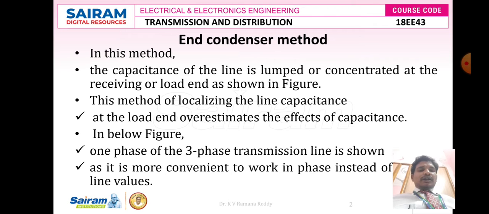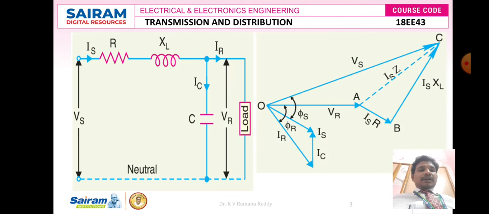In the below figure, I am going to show one of the phases of a three-phase transmission system. In a three-phase transmission system, there are three phases which are electrically 120 degrees apart from one another. Among the three phases, I have taken one of the phases as a reference with respect to neutral. So this is the equivalent circuit diagram of one phase of a three-phase AC transmission line.